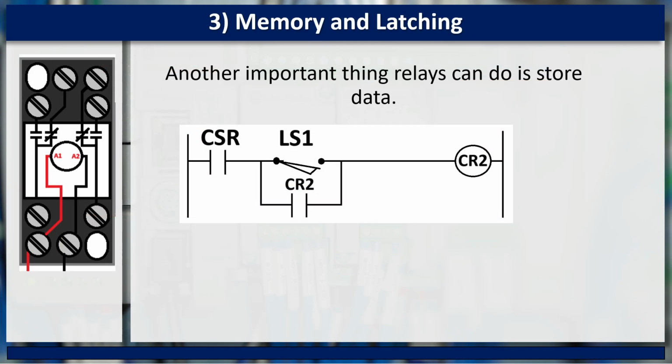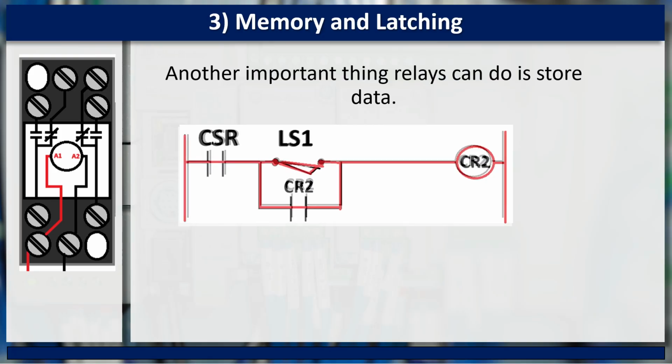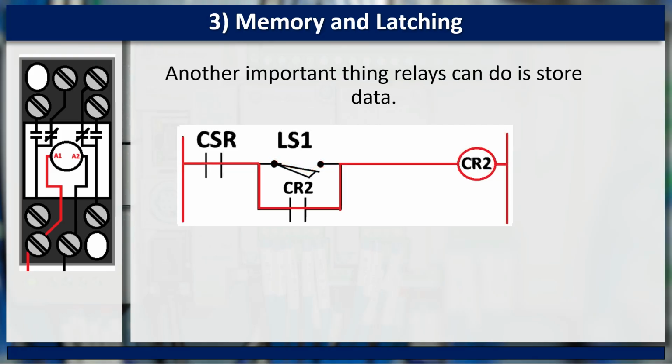Now let's look at how relays can store data and hold a contact state. Here is a simple latching or seal-in circuit. When CSR is active and limit switch LS1 closes, relay CR2 energizes. CR2's normally open auxiliary contact then closes in parallel with LS1, keeping CR2 energized after the limit switch returns to its normal state. CR2 remains energized until CSR is turned off.